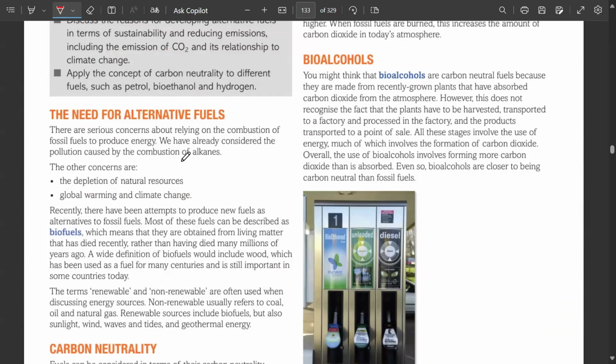Now, this is a kind of boring environmental topic, so we're going to go through it. It's mostly theory. There's nothing to teach. It's all remembering. ठीक है? तो ये खुद से read करना है आपने. The need for alternative fuel.